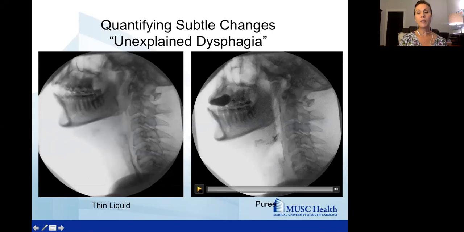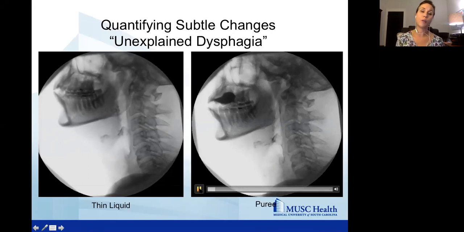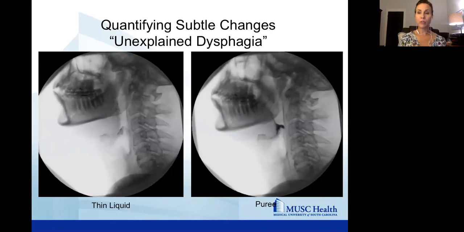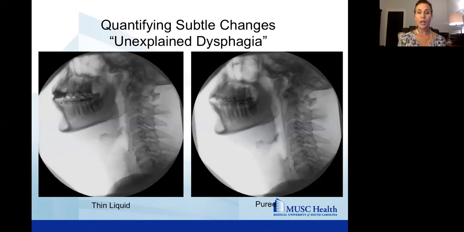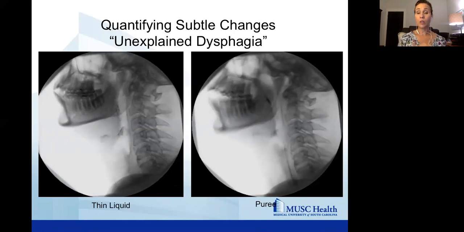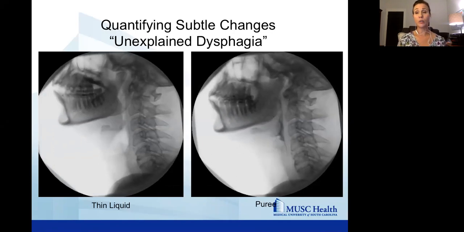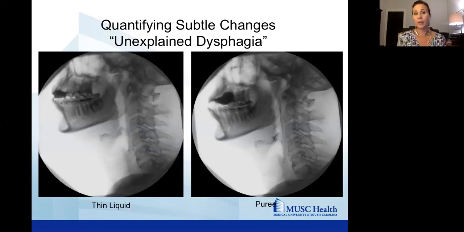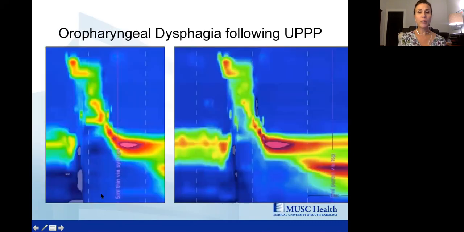And so we'll see him here with thin liquids, and we'll see him with puree. And if you look, there are some subtle things that are occurring here on the video fluoroscopy. One thing that you may notice is overall his swallow is fairly good. So at the outside hospital, this was deemed more of that there was unexplained why he would have this dysphagia. He was currently on a normal diet. But what we did was we did high resolution manometry.